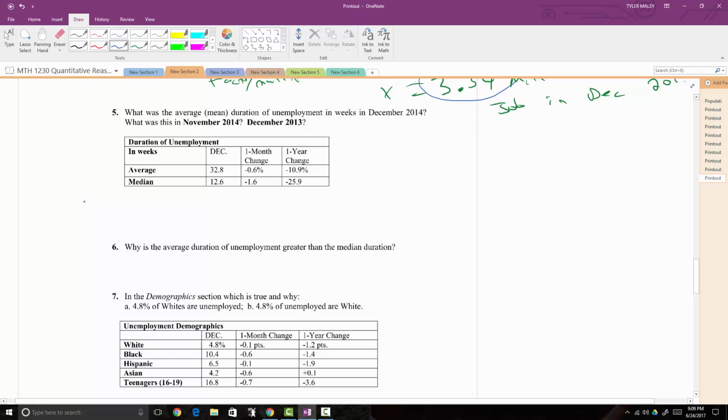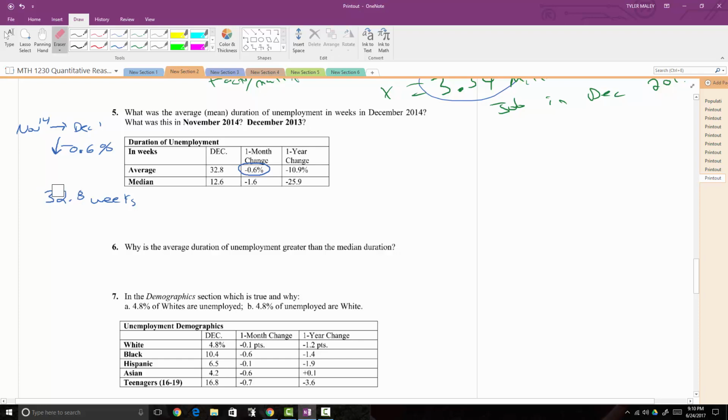So for December, the average duration of unemployment was 32.8 weeks. Right? So if we want to figure out November 14, this had a 0.6% decrease, right? So going from November to December, so this is 14 and 14, we went down 0.6%. Right, so we mark that as a negative.